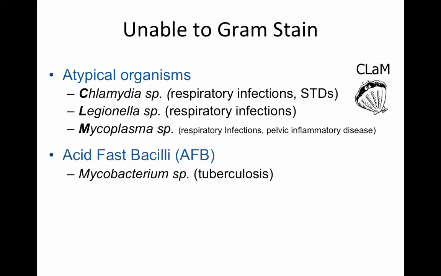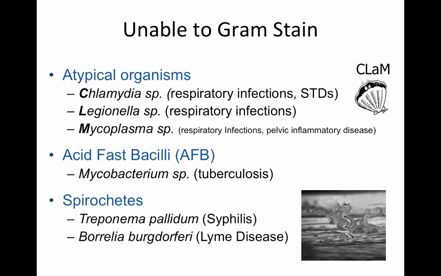Another group that's unable to gram stain is Mycobacterium, which is a type of acid-fast bacilli. One of the species is Mycobacterium tuberculosis, and obviously this is the bacteria that causes tuberculosis. Finally, you have the spirochetes like Treponema pallidum, which causes syphilis, and Borrelia burgdorferi, which causes Lyme disease. These look like little corkscrews, so there's a picture of it right down there.